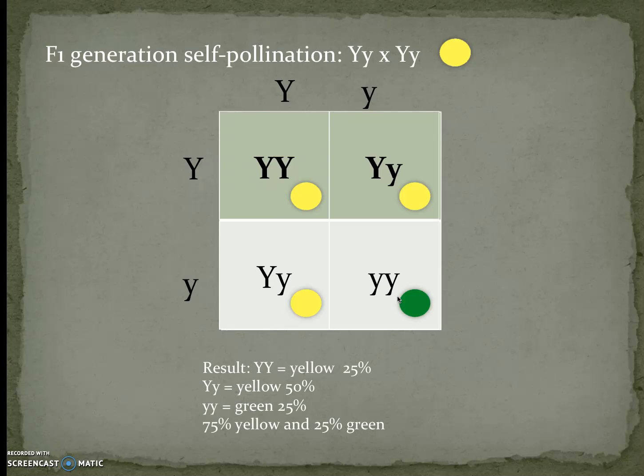So our result is that we had 1, or 25%, as capital Y, which is yellow. 2, which is capital Y, lowercase y, 50% heterozygous, or big Y, little y. And 25% little y, or green. So we end up with 75% yellow and 25% green. The only thing is when you're yellow, you can't tell if it's capital Y, or capital Y, lowercase y. But you always know that if it shows the recessive color, it is two lowercase letters.